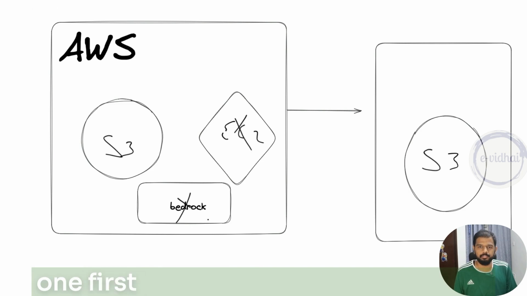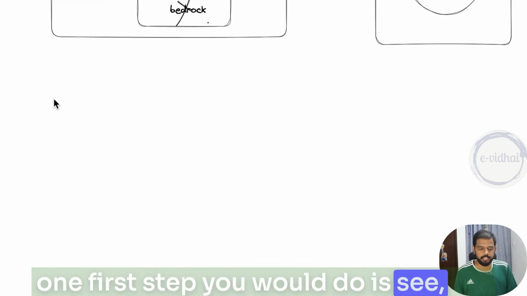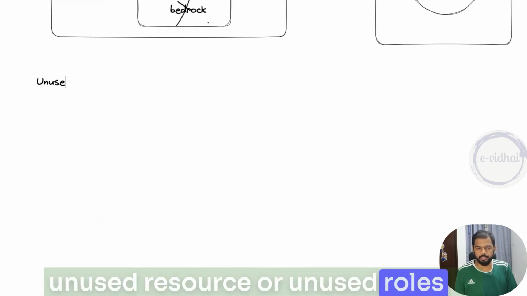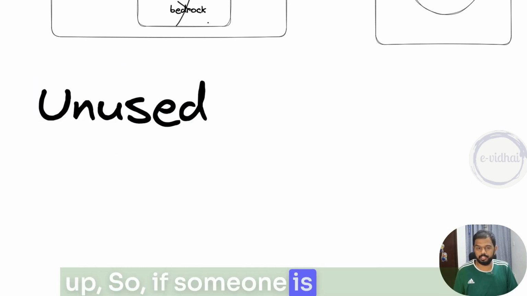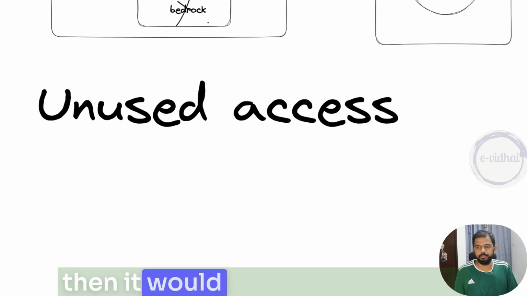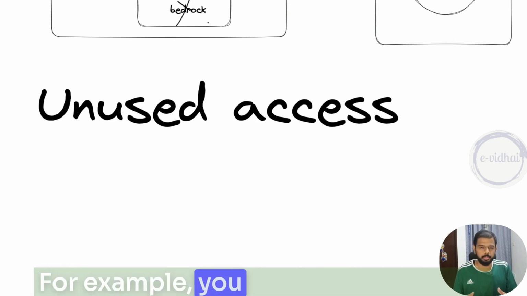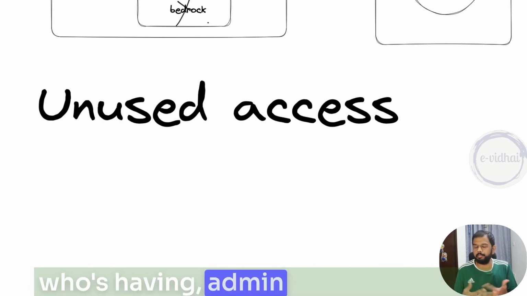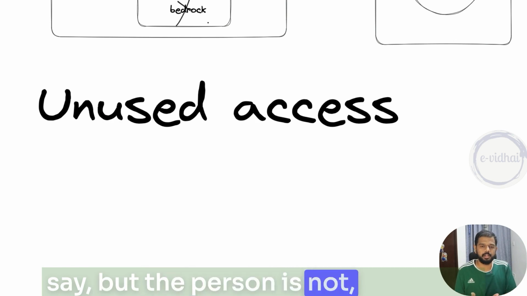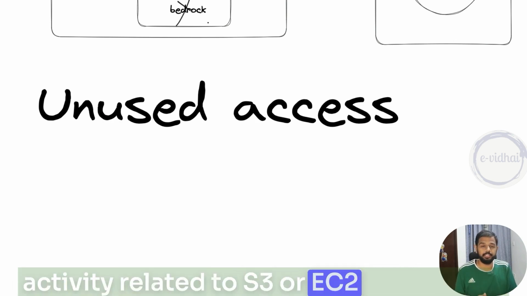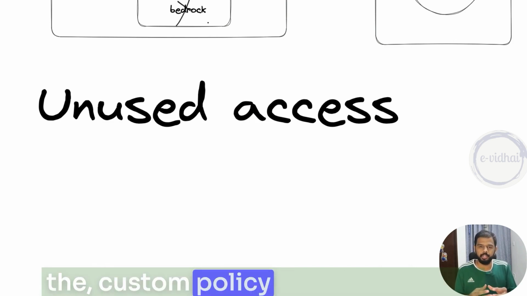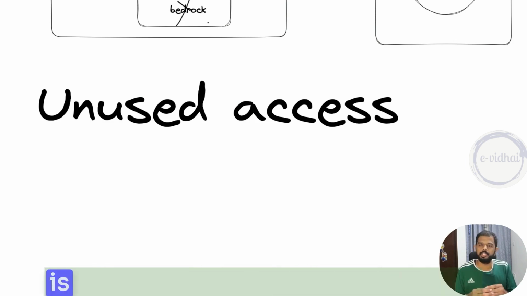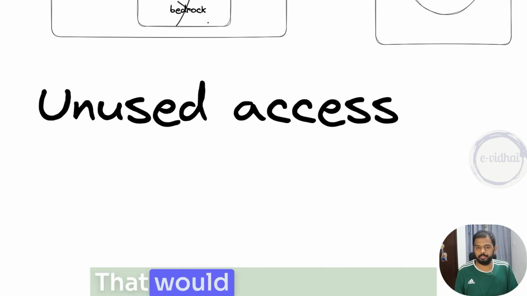The first step you would do is look at the unused resources or unused roles, so that we can easily start with cleaning up. If someone is not using it, then it would be easy to clean up. For example, you have a user Vasan who has admin permission, but the person is not doing any activity related to S3 or EC2 or Bedrock. Then you can start framing a custom policy for what the user is using by trimming out what the person is not using. So that would be the first step.